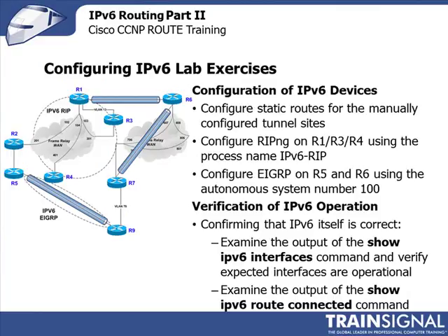So to verify configuration of IP version 6, which we actually did in our lab exercises a few moments ago, remember this is the graphic to the left is the basic representation of what we did. We wanted to make sure that IP version 6 itself was working correctly. You can use show IP version 6 interfaces, make sure that they're operational. You can do the show IPv6 route connected command, be able to make sure that what you've configured is actually working.